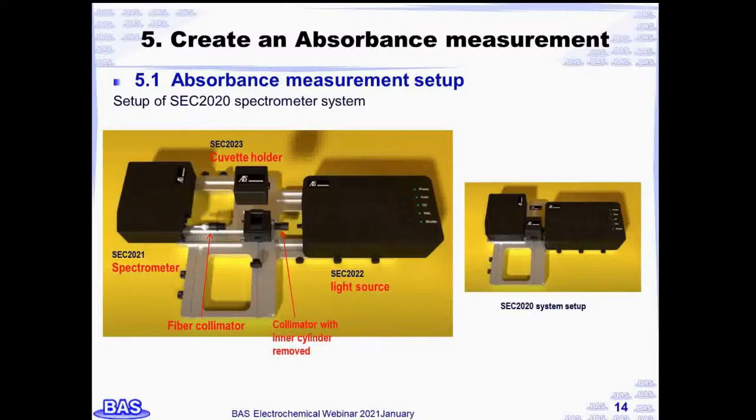Turn on the power switch of the light source and turn on the D2 and halogen lamps. Open the shutter. Wait for 20 to 30 minutes until the light source is stabilized.